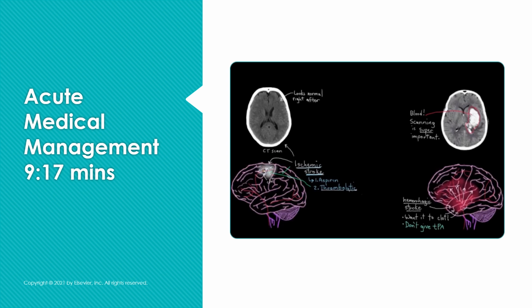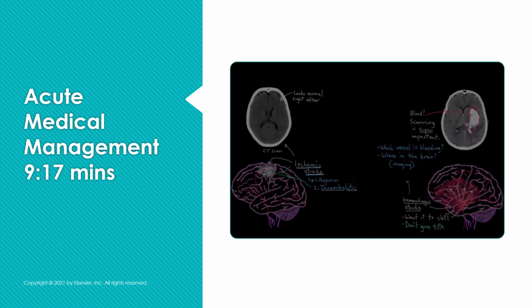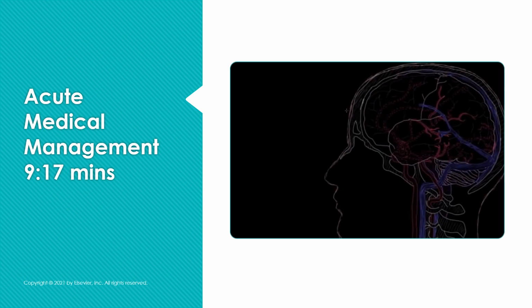So for hemorrhagic strokes, the focus of initial treatment has to be a little different than with ischemic strokes. So for example, with hemorrhagic strokes, it's really important to find out which blood vessel is bleeding. So where exactly in the brain the bleed is. And that can be done by the imaging tests like CT or MRI or angiography that we talked about. Because the goal is to stop the bleed, so it's important to first know where it is.